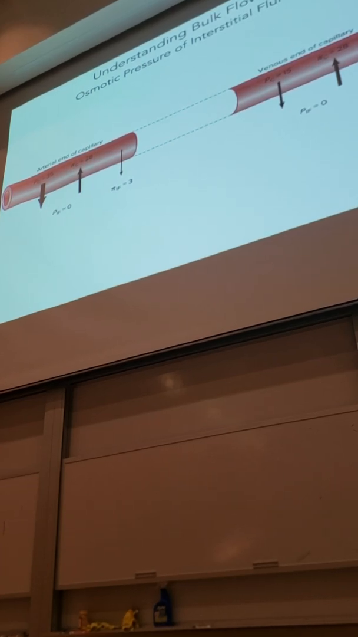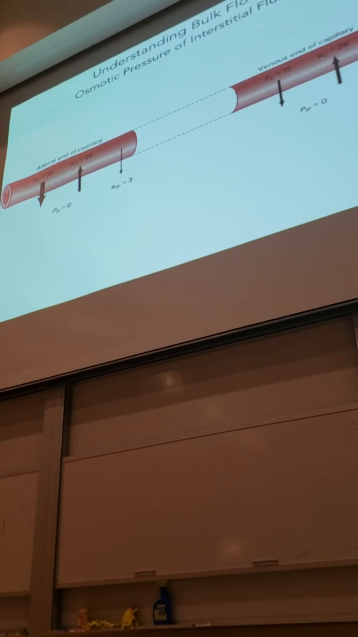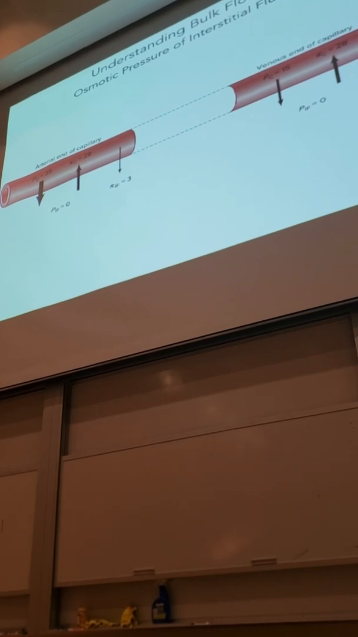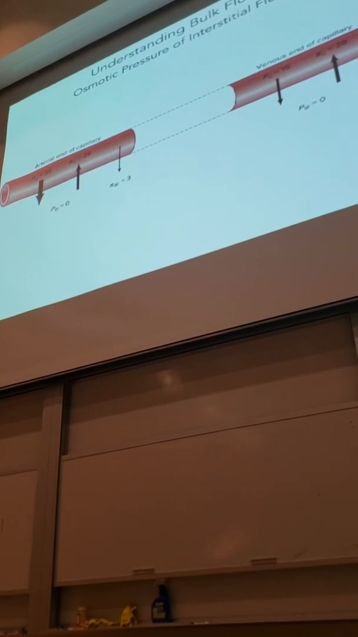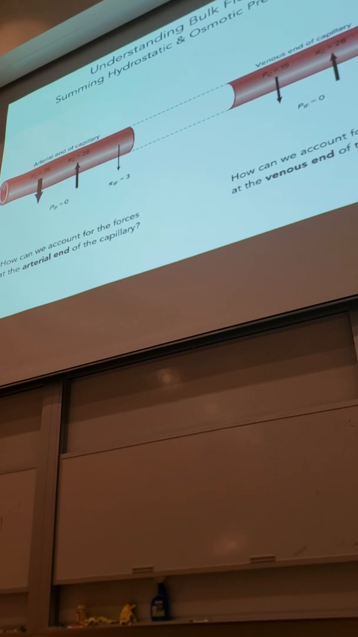All right, so we've got 4 values. Make sure you got them down. We've got the hydrostatic pressure of the capillary blood. We've got the hydrostatic pressure of the interstitial fluid. And we've got our osmotic pressures. We've got our osmotic pressure of the capillary blood, which is strongly pulling fluid into the blood. And then we've got our osmotic pressure of the interstitial fluid. It's very small.